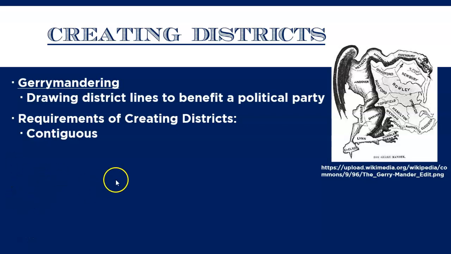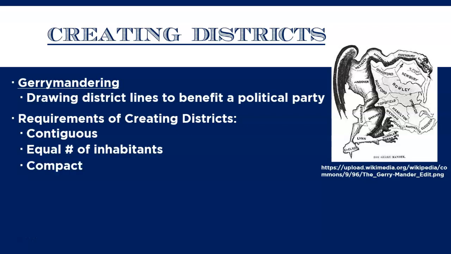It also has to have an equal number of inhabitants. So you can't have one district made up of 500-600 people, and then one made up of 30 people. It has to be fairly equal. Then it has to be compact. You can't have one huge area and then a small area that are competing against each other.